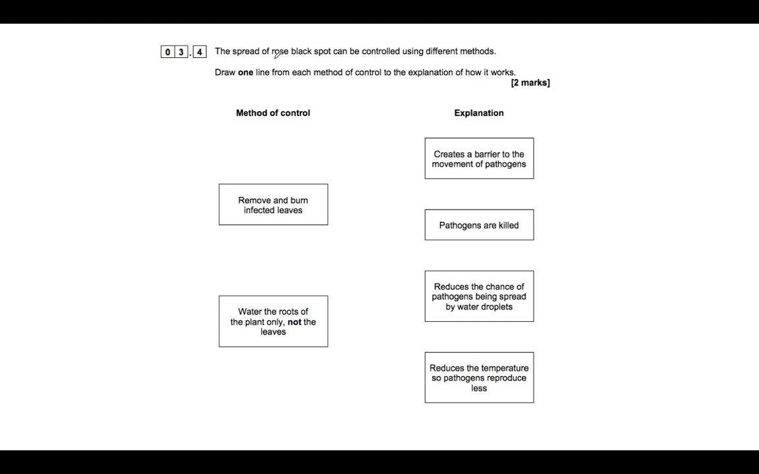3.4. The spread of rose black spot can be controlled using different methods. We need to draw one line from each method of control to the explanation of how it works. So the methods of control are on the left here and the explanations are on the right. So remove and burn infected leaves. We do that, it will kill the pathogens. And our second method of control, water the roots of the plant only, not the leaves. And this reduces the chance of pathogens being spread by water droplets.